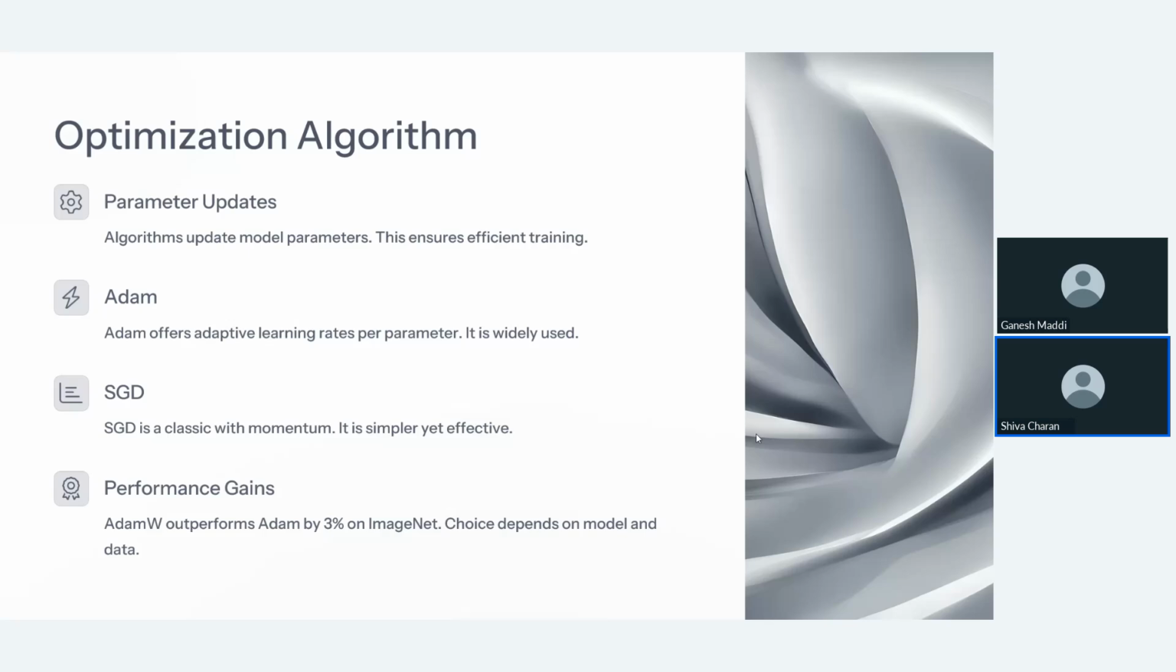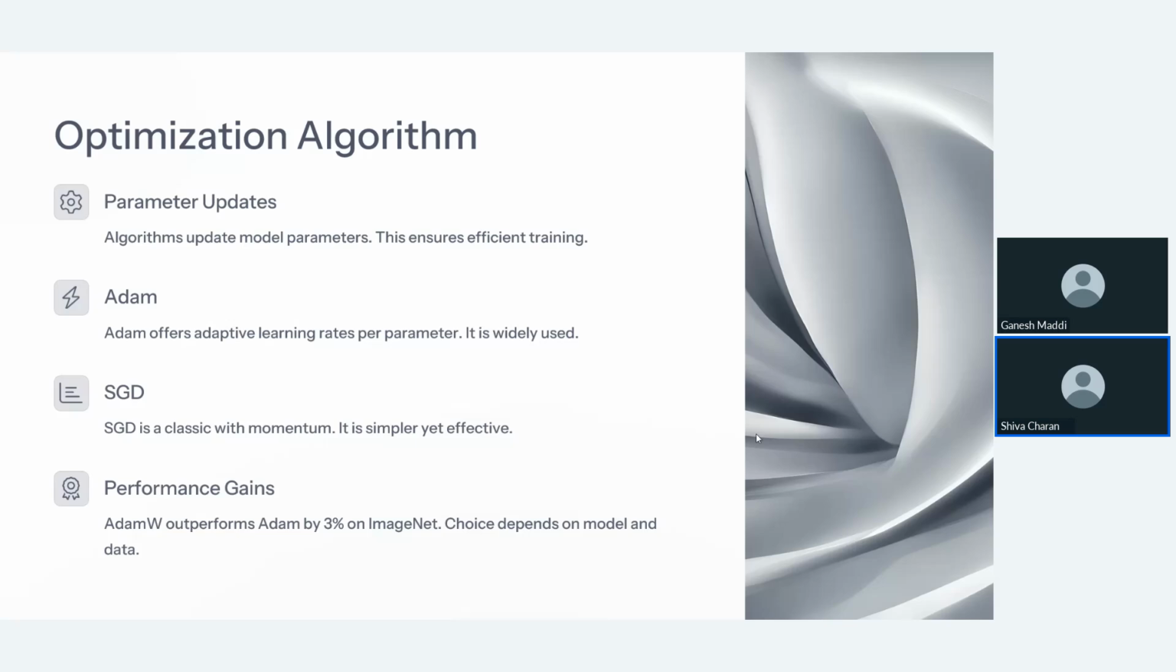The algorithm will update the model's parameters, and in return it will ensure that the training happens efficiently. Okay. So then comes Adam. Adam offers adaptive learning rates per parameter, and it is widely used. Then we have SGD. What is SGD? SGD is the classic one with momentum. SGD is stochastic gradient descent, a type of gradient descent. It is very simple and also very effective.